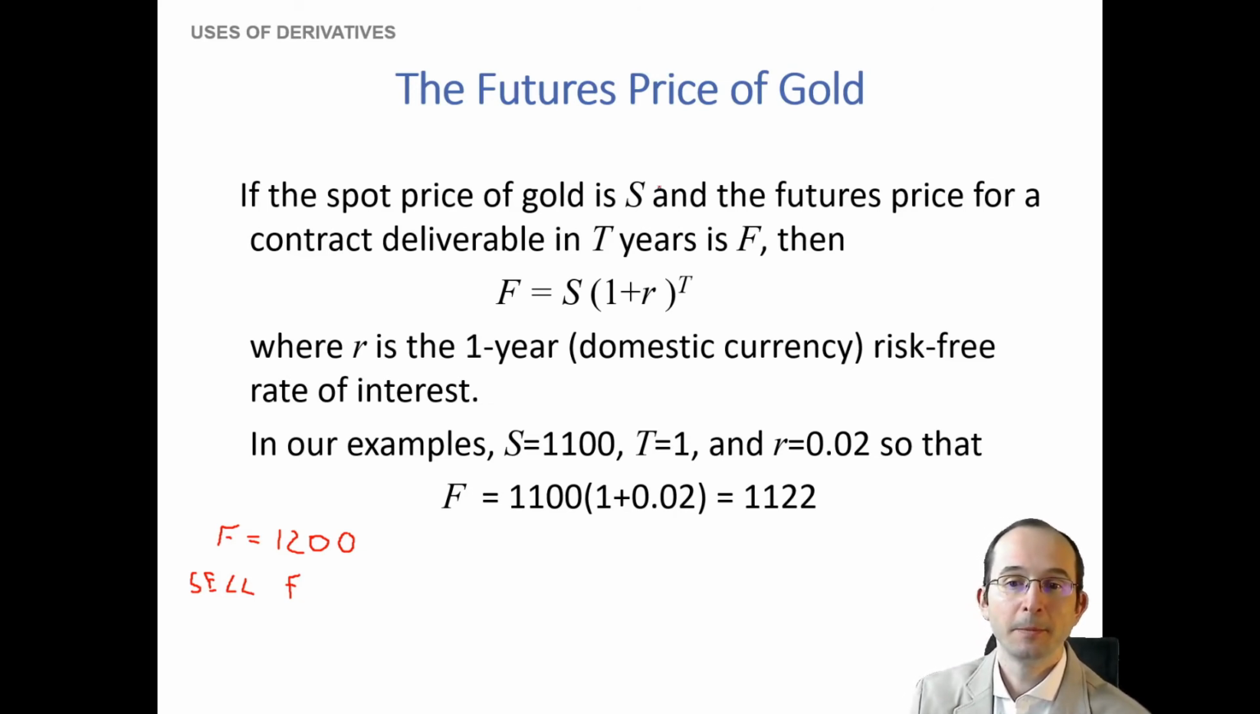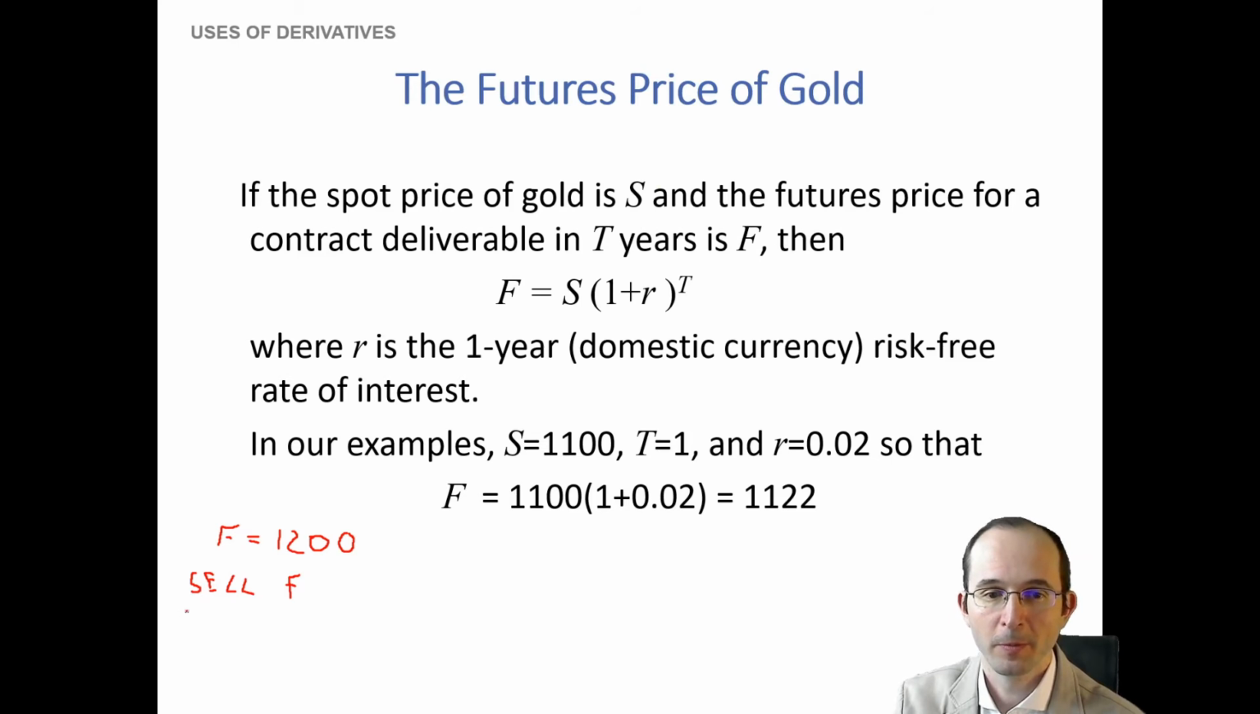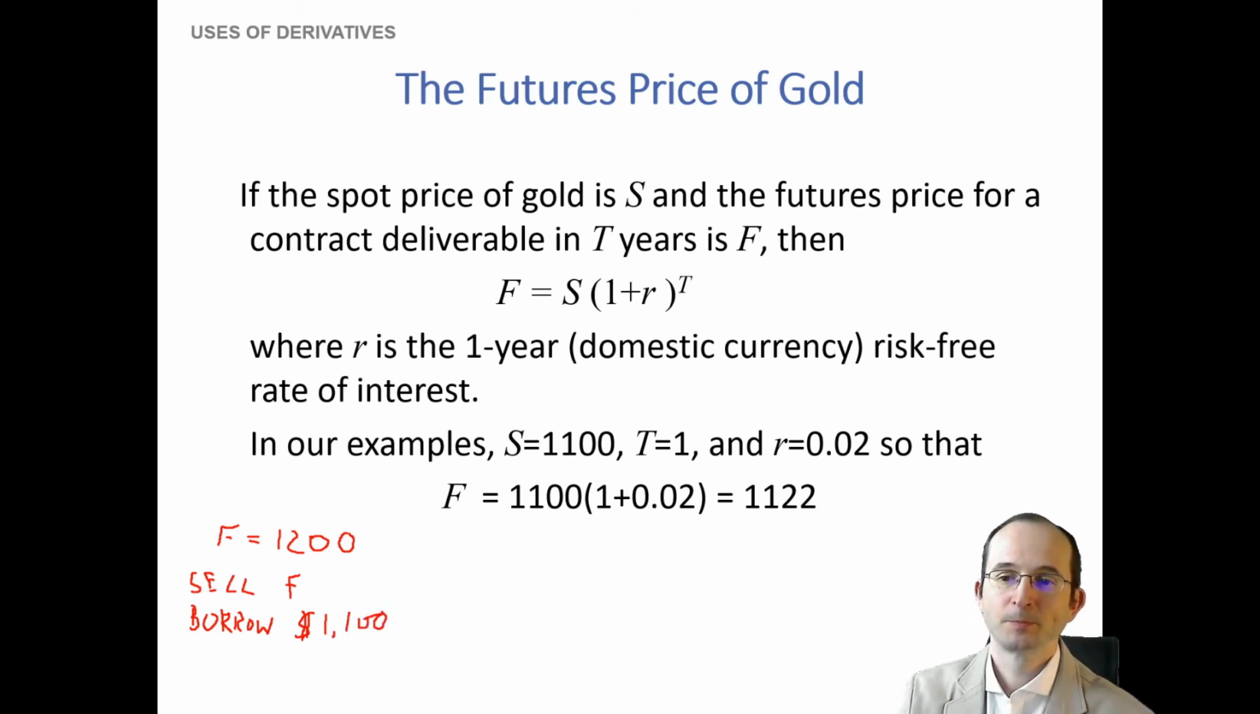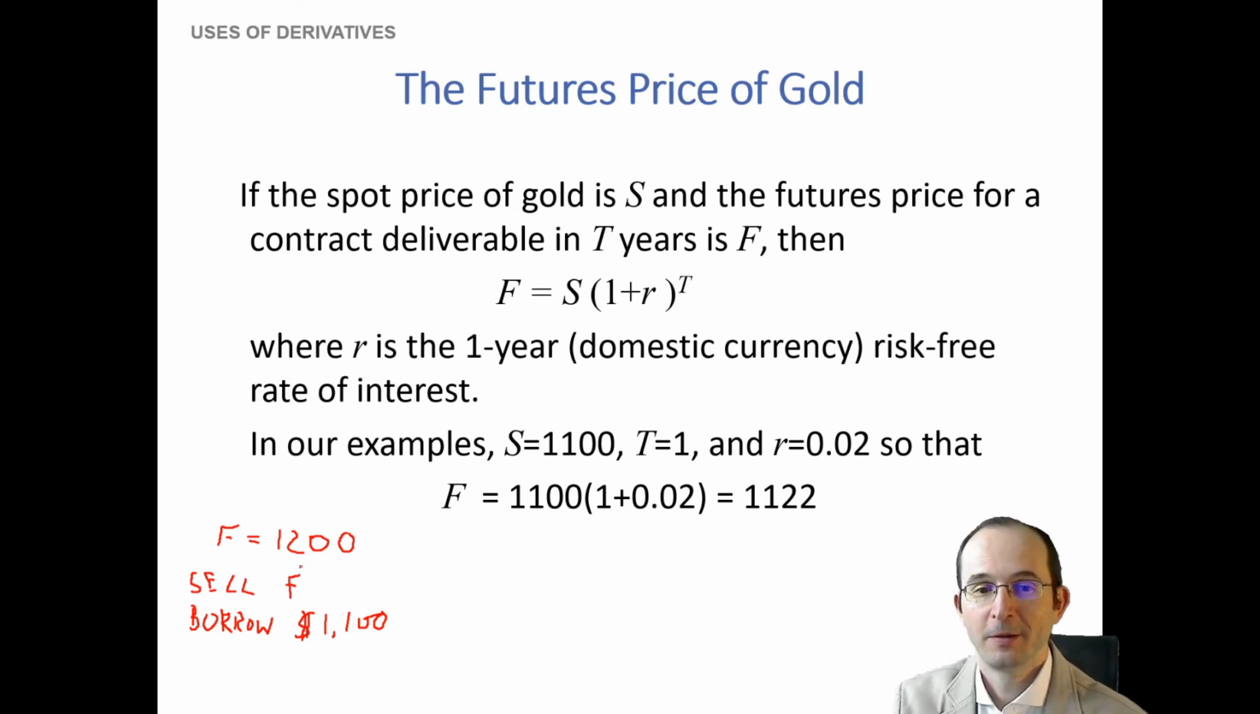How can we make sure that we have that gold to sell? Well, what we can do is borrow $1,100 right now. And we can spend it to buy 1 ounce of gold, because that's how much we can buy 1 ounce of gold for right now, right? And then all we do is just wait for a year. In a year's time, we're going to fulfill our futures contract. We're going to sell that ounce of gold.